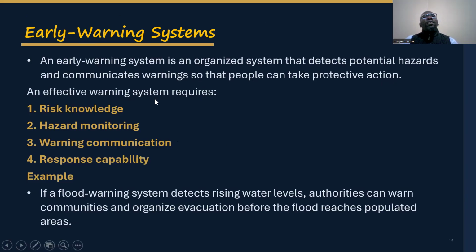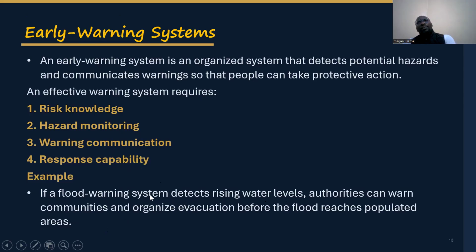So an effective warning system requires risk knowledge. The system needs, and this is where the AI helps, hazard monitoring: the system should be able to monitor the different types of hazard. Warning: the system should be able to generate warnings, and response capability. For example, if a flood warning system detects rising water levels, authorities can warn communities and organize evacuation before the flood reaches populated areas.